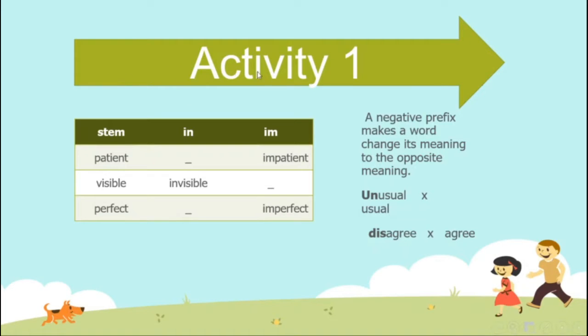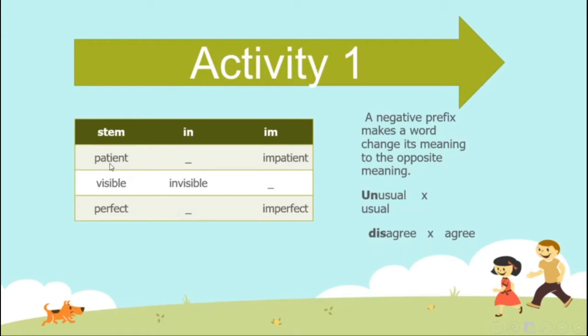Activity 1. A negative prefix makes a word change its meaning to the opposite meaning. We have this in, im. As we said before, they are prefixes that can be added to another word. Okay? And you will find yourself, you give the negative or the opposite word of this stem one.